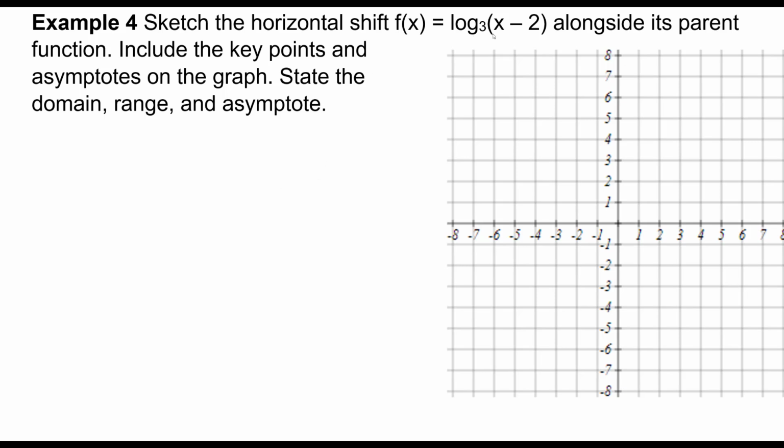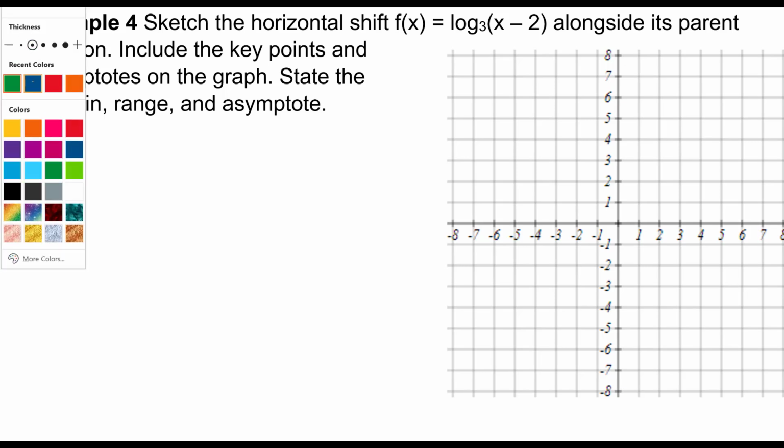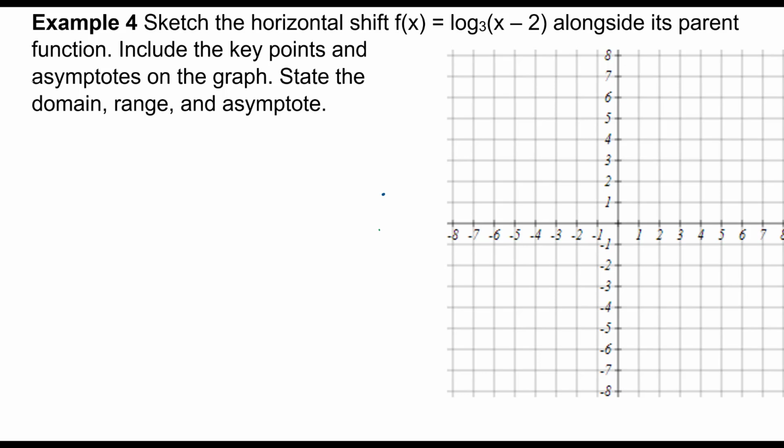F of x equals log base 3 of x minus 2, alongside its parent function. So the parent function we would look at has those points we just talked about. It'd be 1, 0. I'm going to pick blue for the original. So 1, 0, and then it would be 3, 1, since log base 3 of 3 is 1.